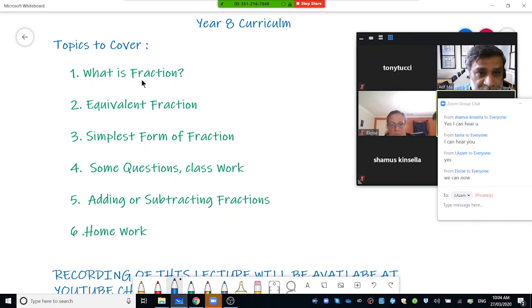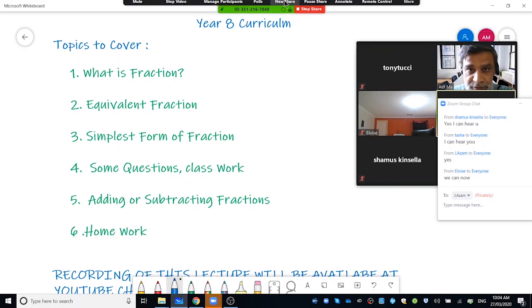So today's topic which we have to cover is what is a fraction? The second thing would be knowing what are equivalent fractions. The third, we would learn what is the simplest form of fraction. Then I would give you some questions which you will do. So have your notebooks with you so that you are able to do that. And the fifth topic today we would cover is adding or subtracting fractions. And afterwards, I would give you some homework which you can do at your home.